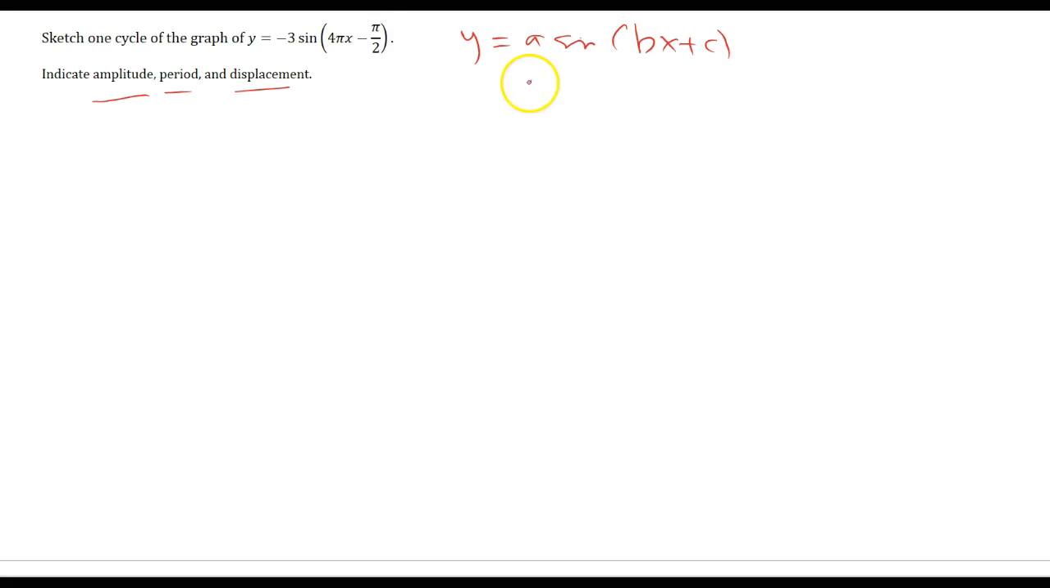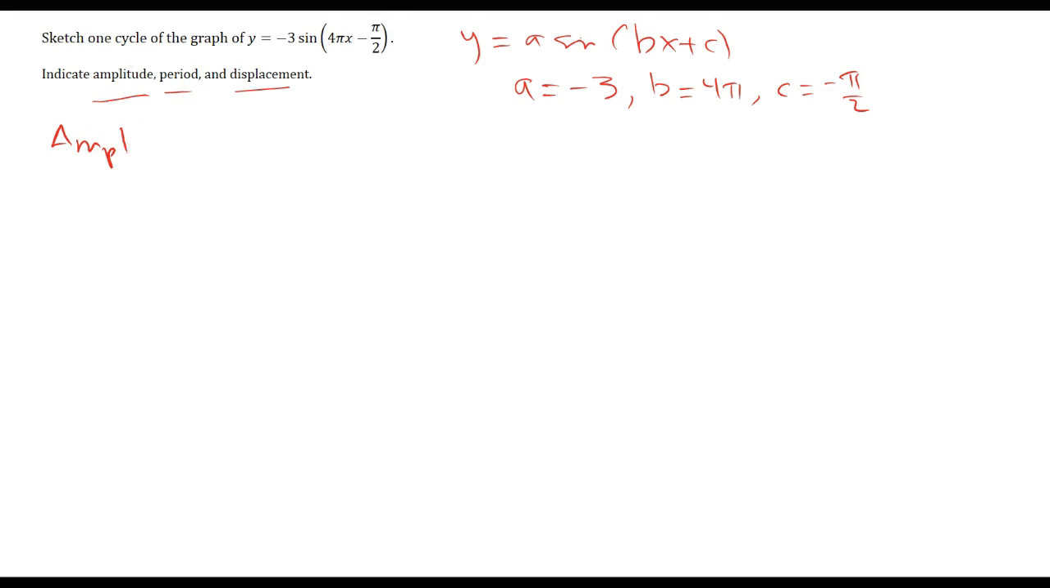And from the graph we can see that a is equal to negative 3, b, which is in front of the x term, is 4 pi, and c is going to be negative pi over 2. Now the amplitude is the absolute value of a, which is the absolute value of negative 3, which equals 3.